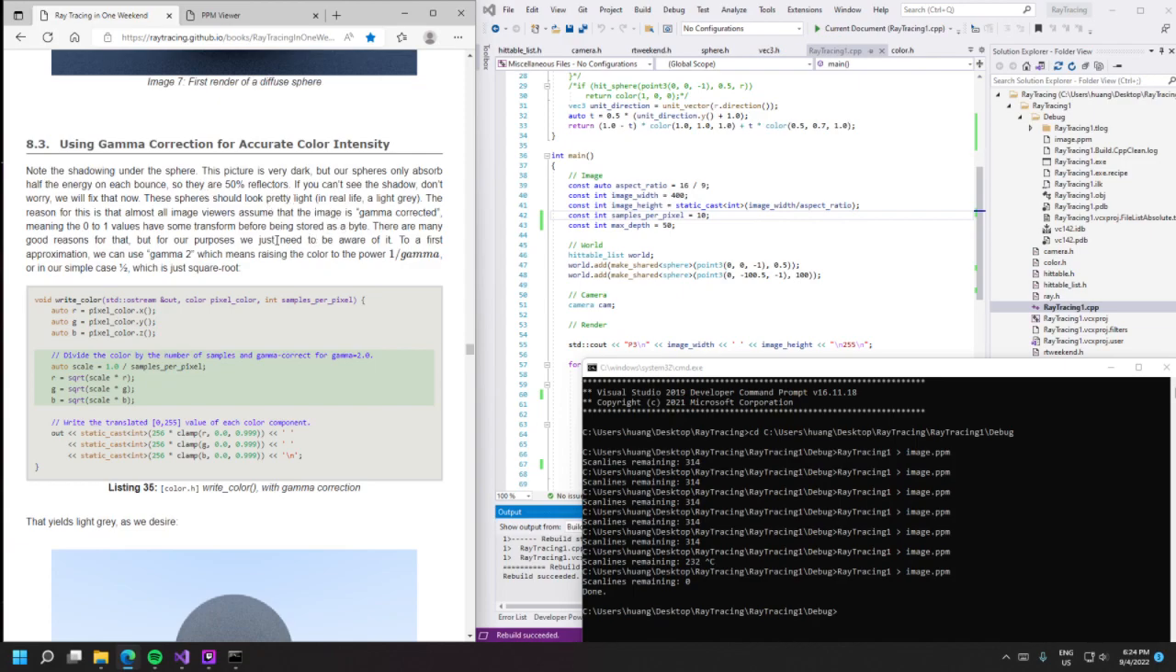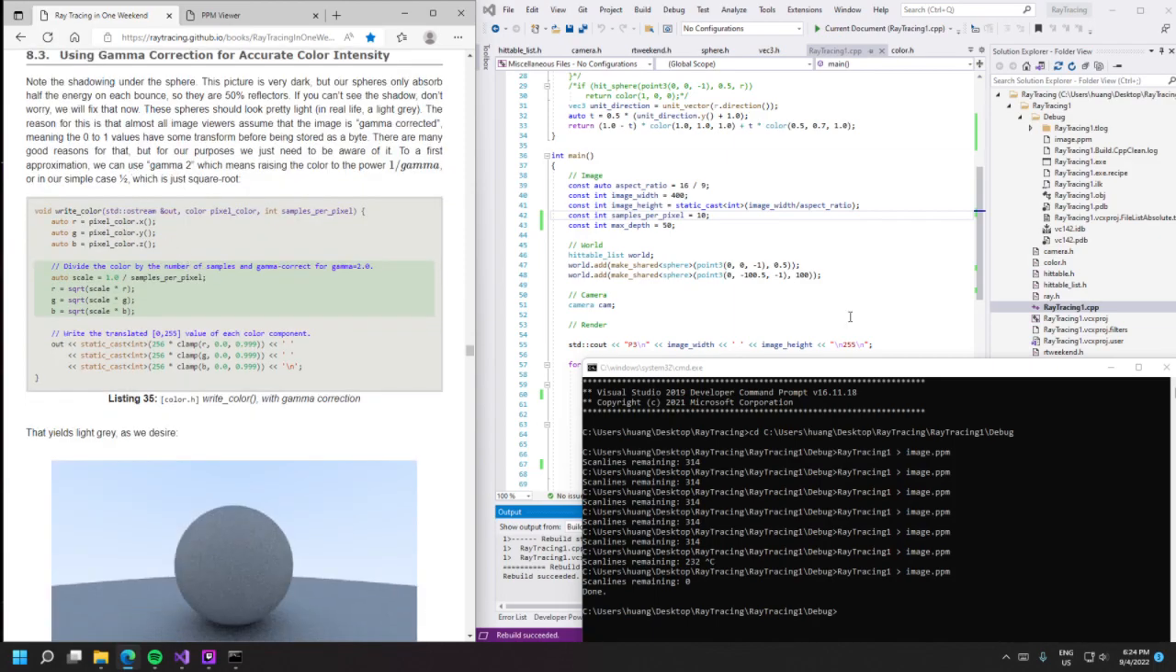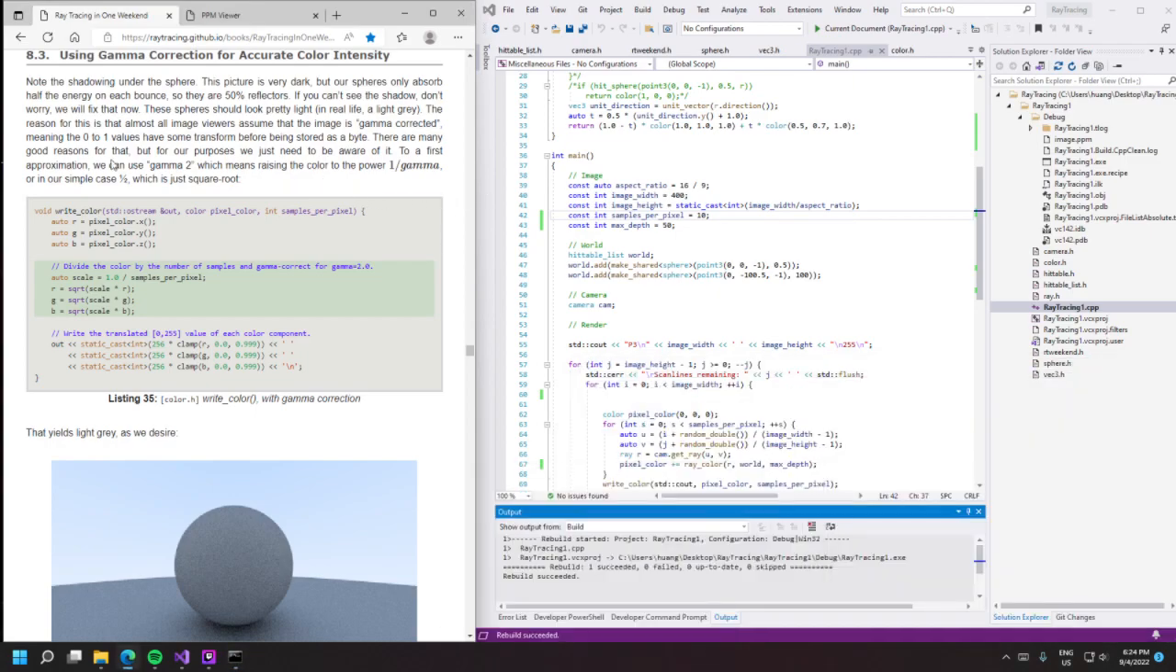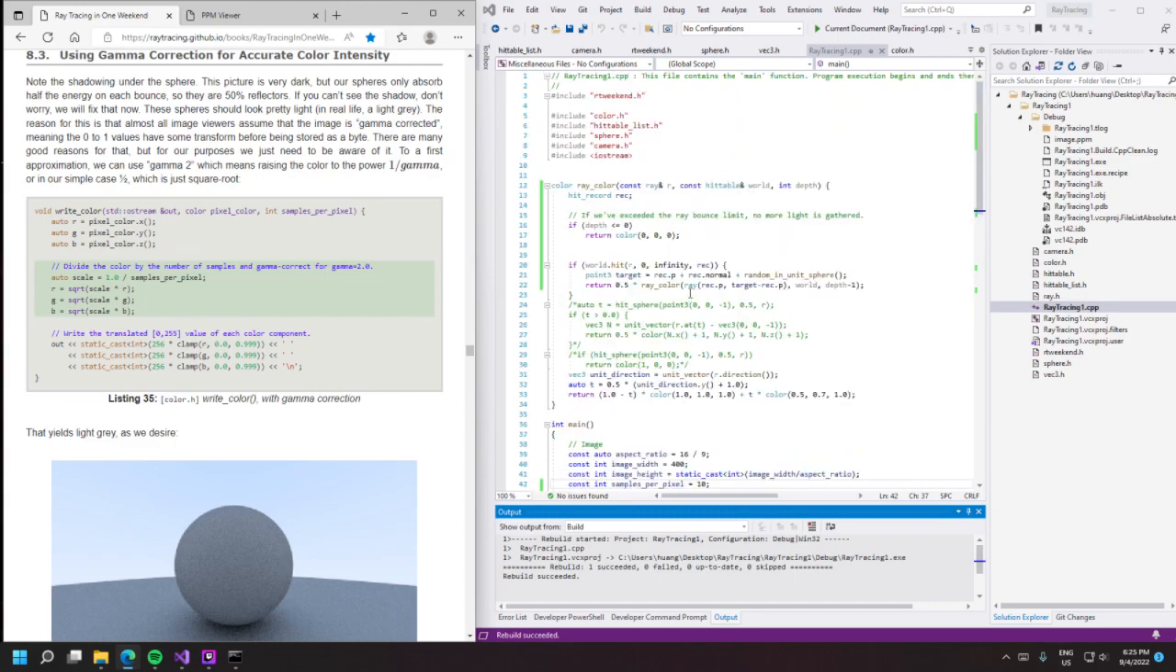The reason for this is that almost all image viewers assume that the image is gamma corrected. Means that the 0 to 1 values have some transform before being stored as a byte. There are many good reasons for that, but for our purposes, we just need to be aware of it. To our first approximation, we can use gamma 2, which means raising the color to the power of 1 over gamma, or in our simple case, 1/2, which is just square root. Okay. Well, now it looks really dark, so I guess we need to improve it.